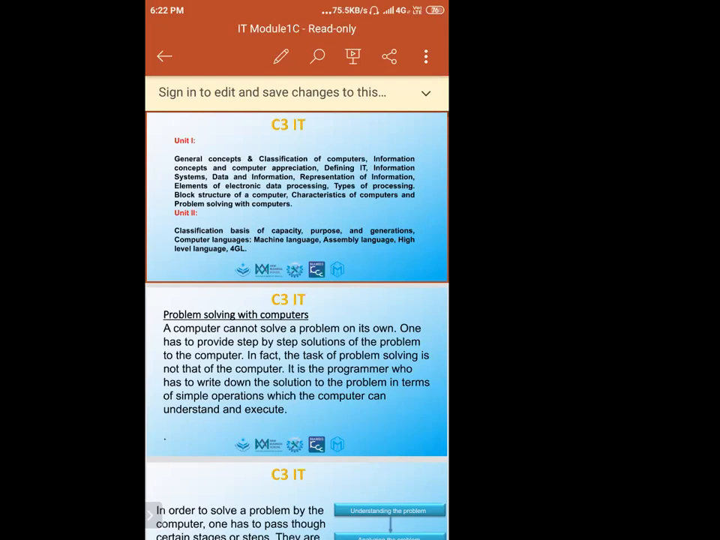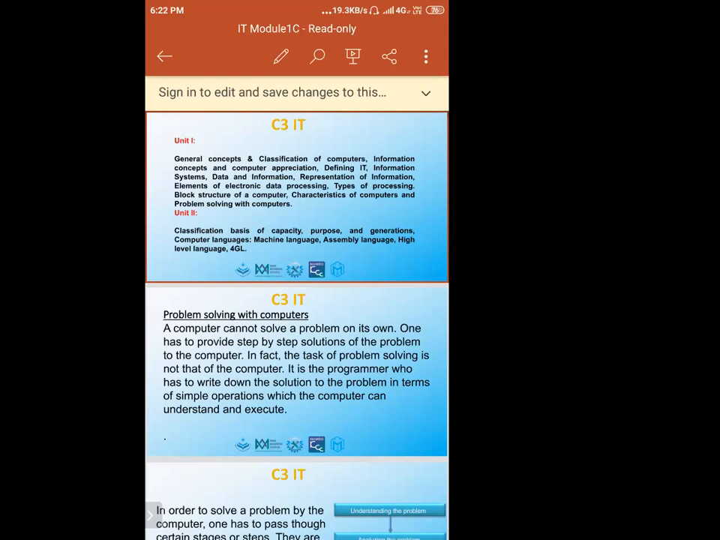What does that mean? Problem solving with the computer. So the general concept, information and abbreviation, defining IT, information system, data and information, representation of information, EDP, elements of electronic data processing and types of processing, block structure of the computer and characteristics of the computer. Everything we have seen except problem solving with the computer. So in this class we are going to learn about problem solving with the computer. What are we going to learn?